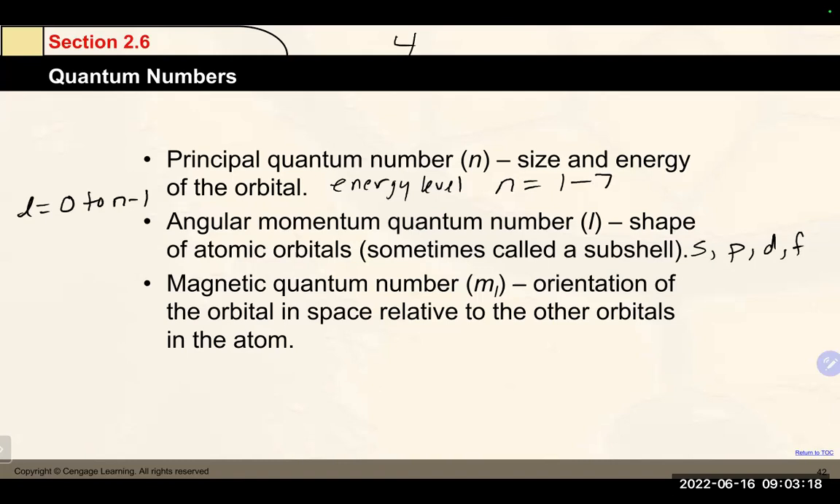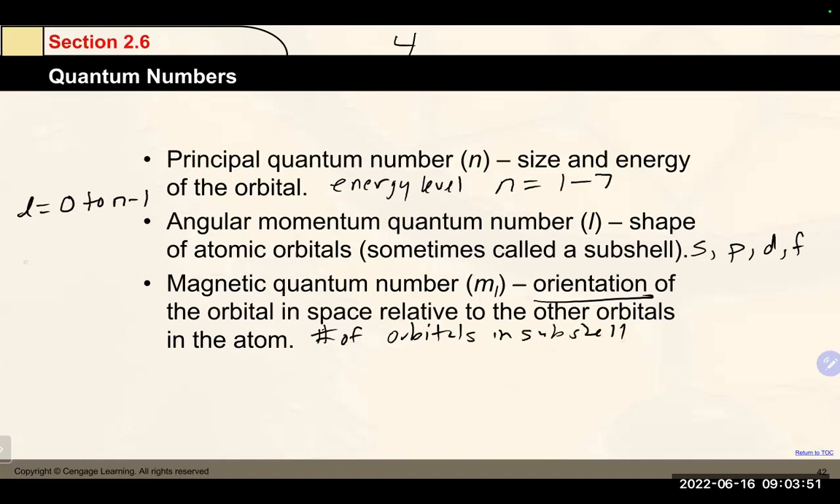The next quantum number is the magnetic quantum number, which is m sub L. That is sort of the orientation in 3-dimensional space of those orbitals. So for example, like we just saw with our p orbitals, there's a px, a py, and a pz. This number here will tell you really 2 things. It will tell you the orientation in 3-dimensional space, but it will also tell you the number of orbitals there are in a subshell.